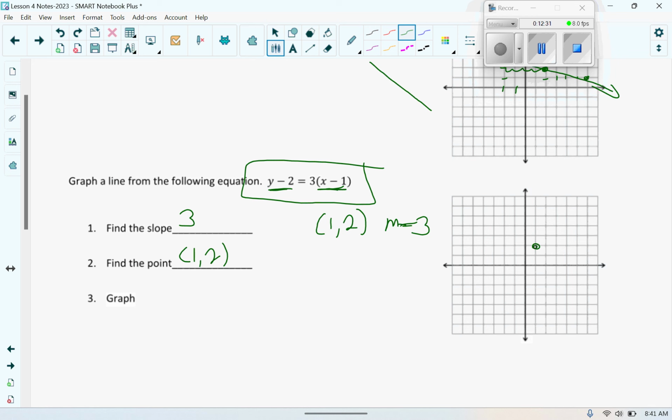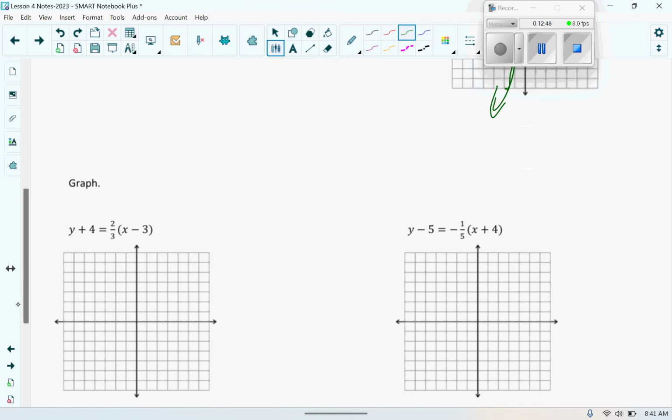So it's just like what it was before. So let's see, 1, 2, and then if there's not a fraction, we're going to make it a fraction. 3 over 1. We go down 3, over 1, down 3, over 1, down 3, over 1. Oh, that looks terrible, sorry. But it looks something like that.